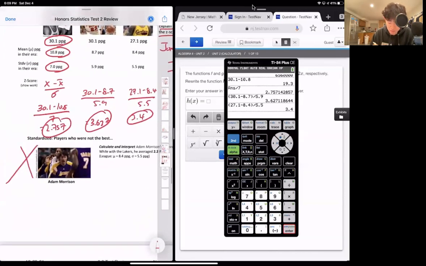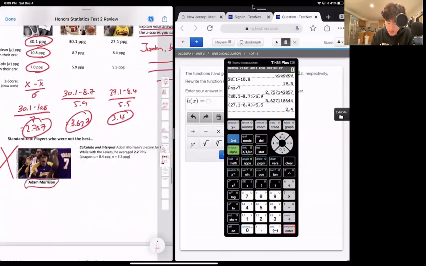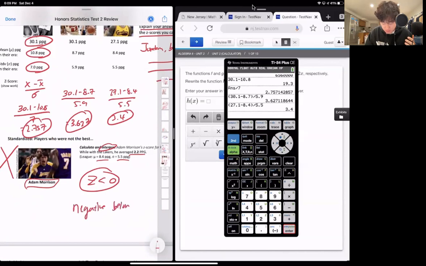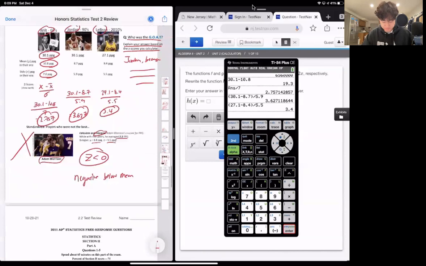This one I'm going to skip because Adam Morrison had this. You can find out the z-score and figure out that it actually sometimes gives you a negative z-score. When you have a negative z-score, it means that this certain player did actually worse than the rest of the guys in the league. So that's what it means when it says interpret the value of the z-score. If it's a negative value, you go actually below the mean. So you did actually worse than everyone in the league.